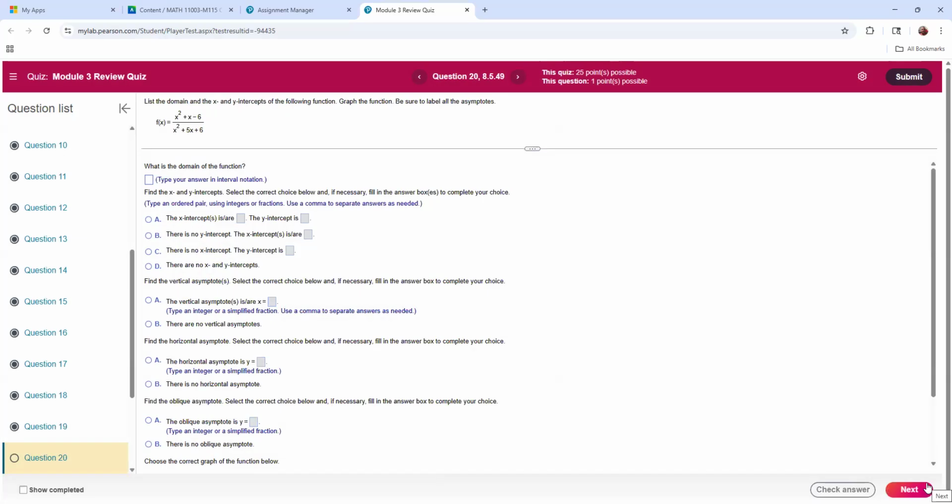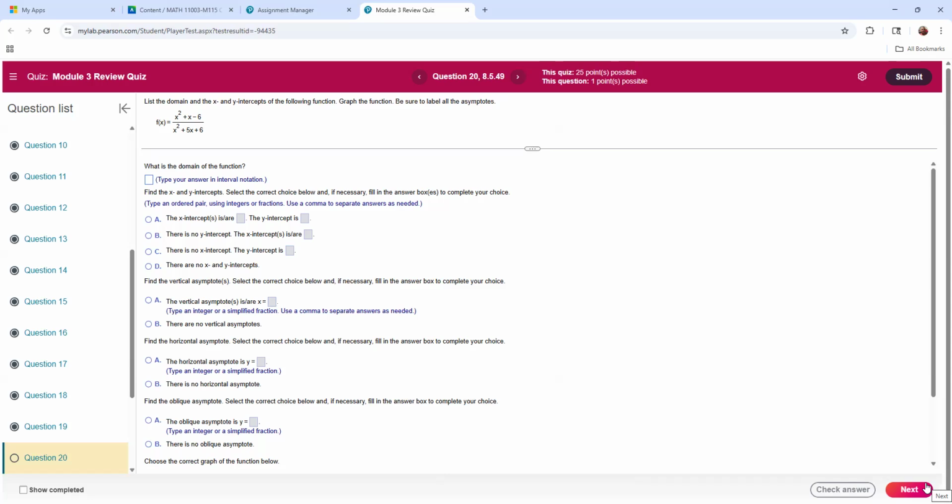Now this one is the same thing, but look at this. Let me write this down. F of x equals x squared plus x minus 6 over x squared plus 5x plus 6. So we want domain, x and y intercepts. Now look at this one. It wants asymptotes.